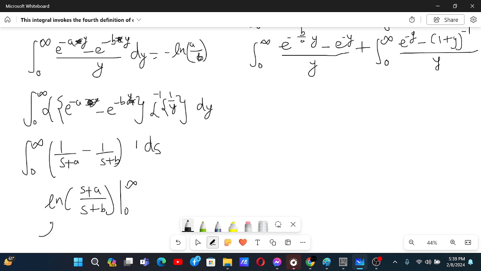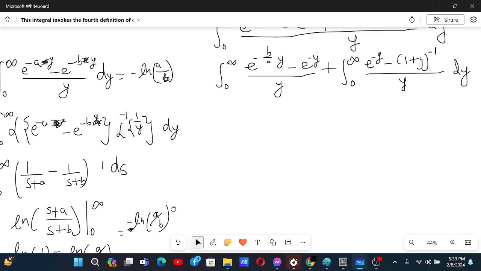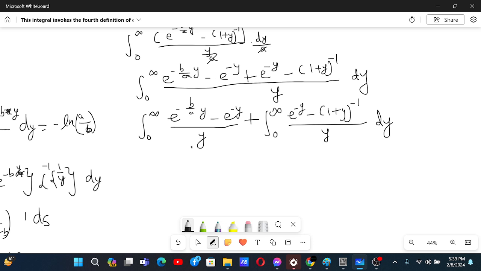At infinity, this is just ln of 1, minus, at 0, ln a by b. So you see that this is minus ln a by b. This is a standard integral, and I hope you are going to remember it for the future as well.